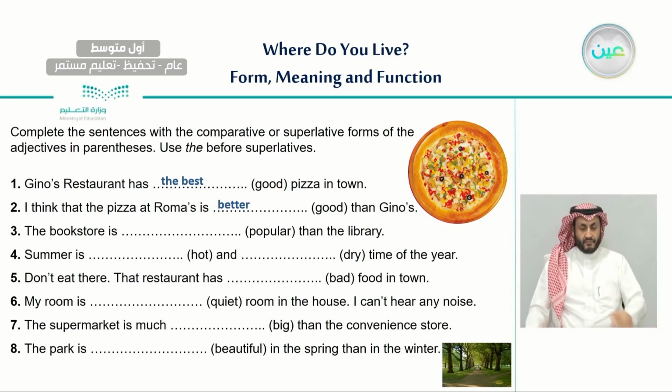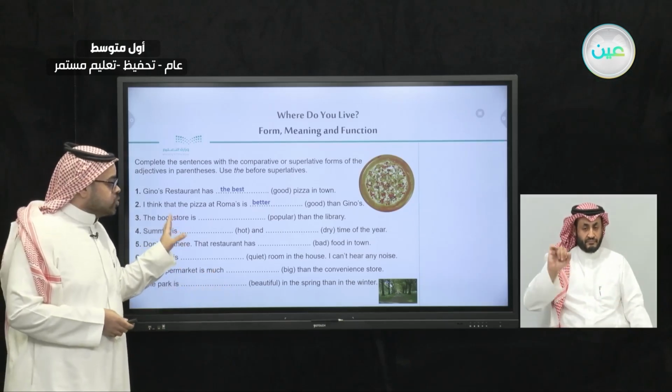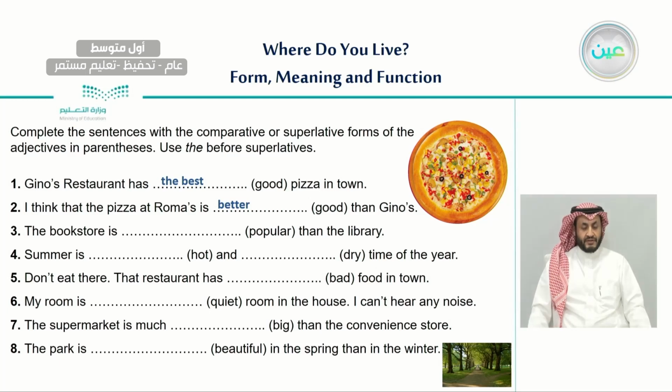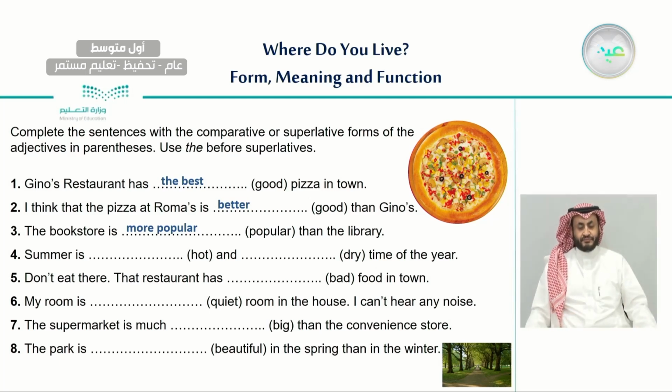Number three, the bookstore is popular than the library. So here it compares between two things, the bookstore and the library. And since here we have a longer adjective, we would use the comparative form for longer adjectives, which is more popular than.